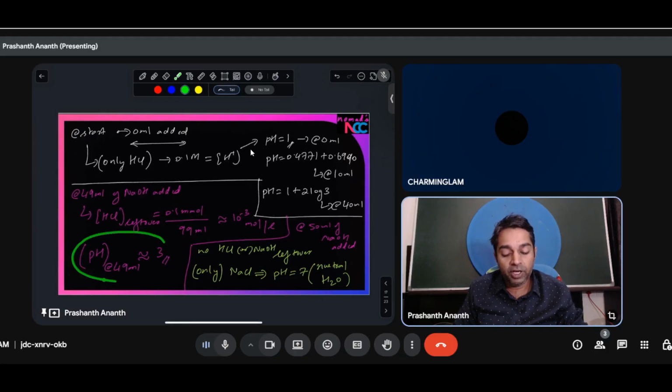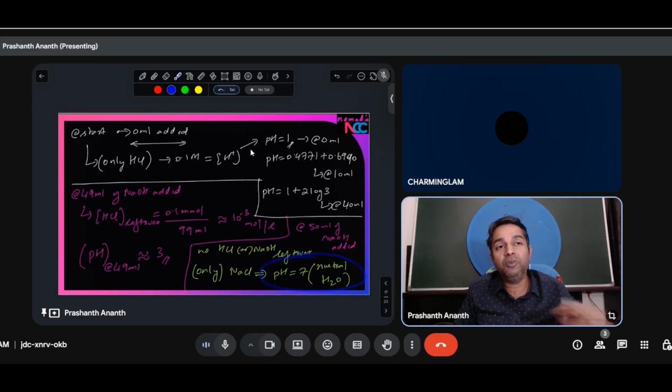So pH is going to be approximately equal to 3. At 50 ml, what is going to be happening? There is no HCl or NaOH left over. Both of them are perfectly consumed. Only NaCl is present. So when NaCl is present, it is a salt of strong acid, strong base. pH is going to be nicely equal to 7. It is going to be neutral.